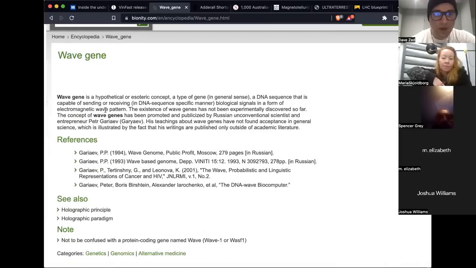We see here, the wave gene is a hypothetical or esoteric concept. They call it hypothetical or esoteric. I would respectfully push against that. But at most, to validate its legitimacy in the public domain, they'll say it's junk DNA at best. It is a hypothetical or esoteric concept of a type of gene, a DNA sequence that is capable of sending or receiving, in a DNA sequence specified manner, biological signals in the form of electromagnetic wave patterns. The existence of wave genes has not been experimentally discovered so far. I would beg to differ.